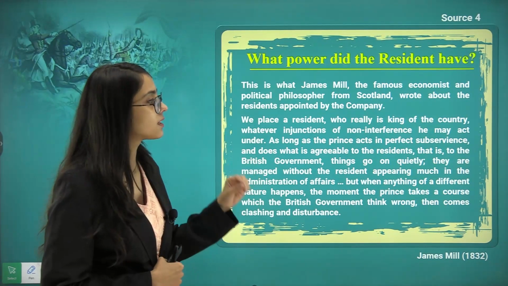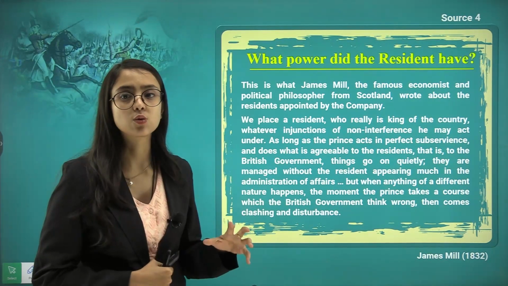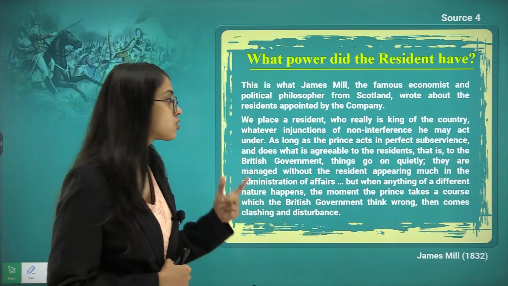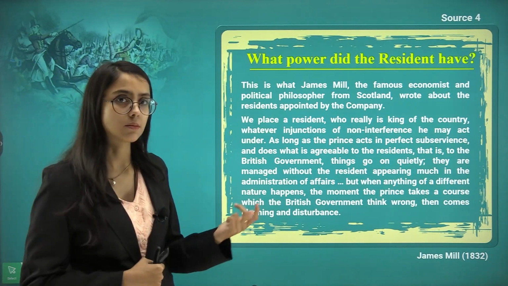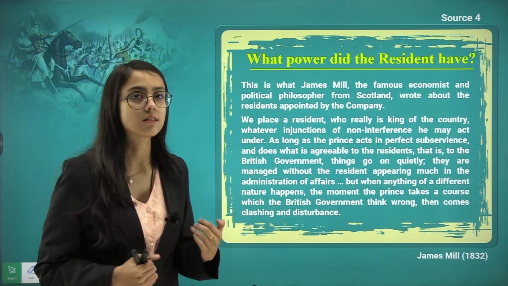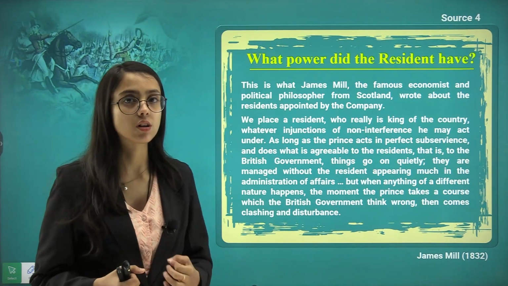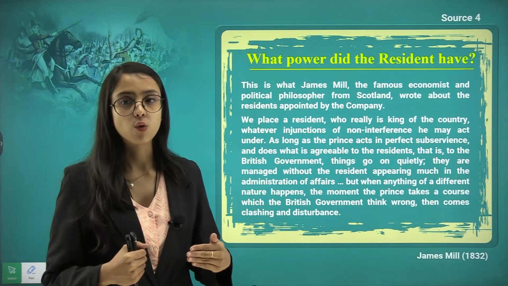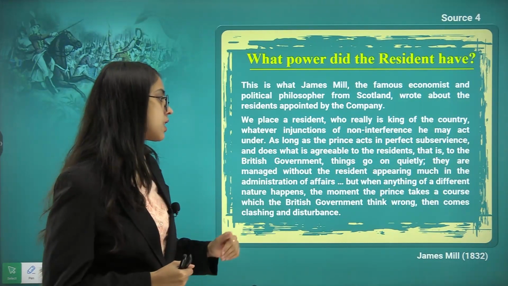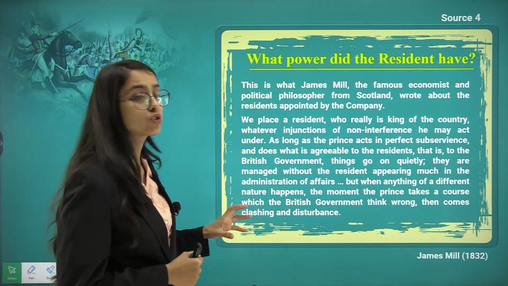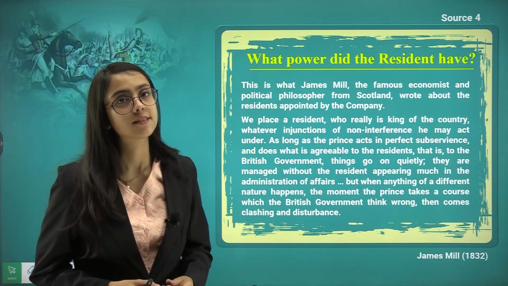So, as long as the prince acts in perfect subservience and does what is agreed to with the residents, that is, the British government, things go on quietly. They are managed without the resident appearing much in the administration of affairs. So, what we see here is that till the time the princes and kings were doing what was asked of them and what was expected by the British government, the resident did not come into force. But what about when they did not comply? When anything of a different nature happens, the moment the prince takes a course which the British government does not favor, then come the clashes and disturbances.